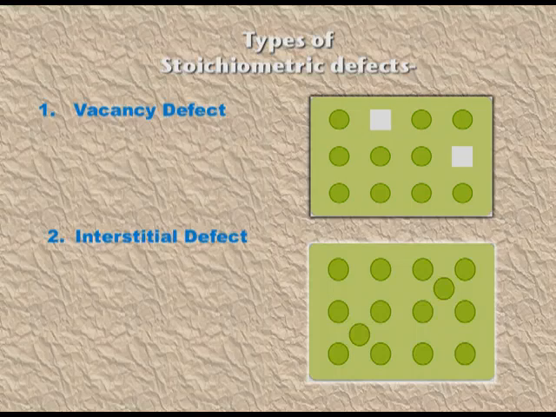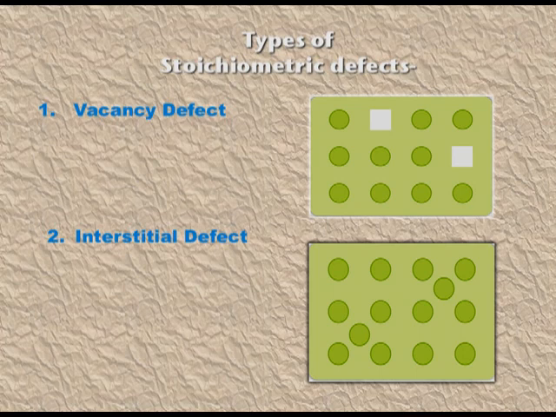This is the vacancy defect. It decreases the density of a solid. Interstitial defect: here you can see that extra atoms or molecules are present at the interstitial sites. They should not be here, but they are here in addition to their normal positions. Since extra constituent particles are present in the interstitial sites, it increases the density of the solid. These are normally present in non-ionic compounds.